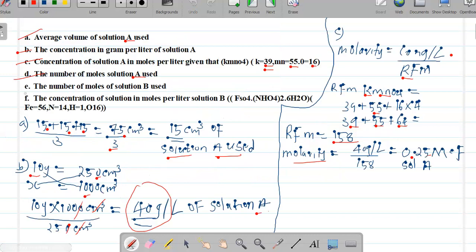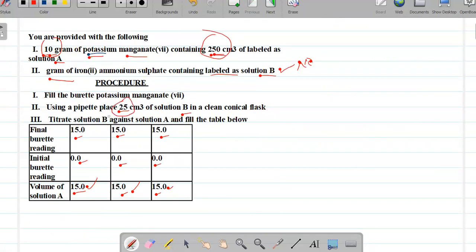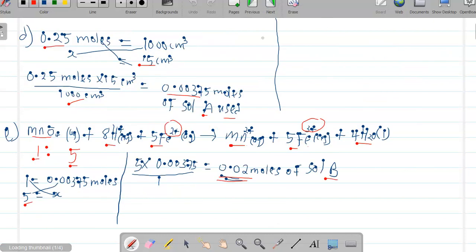Okay, that is E. We have F: the concentration, in moles per liter, of solution B. So they are asking us the molarity of solution B. To calculate the molarity of solution B, you will not even use the previous concept, because you will not take the RFM and all these things. However, they wanted to confuse you. So this is what you do. Since you have the number of moles of solution B, and you also have the volume of solution B used, which is 25 cm³, the number of moles of solution B used is 0.02 from the equation.